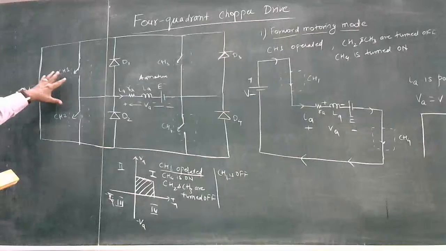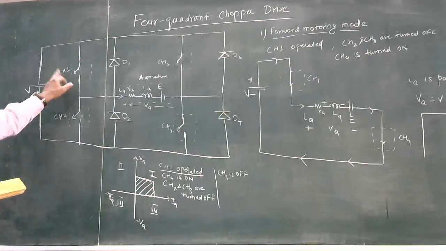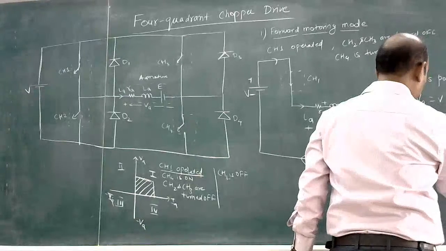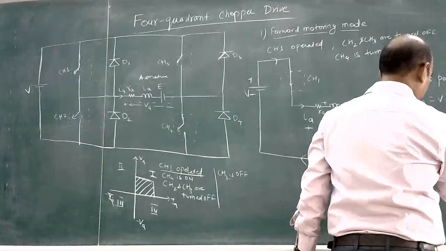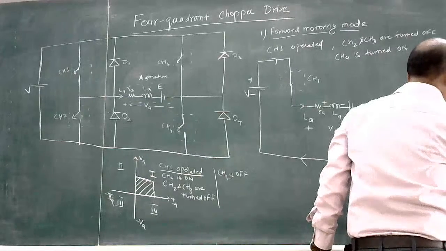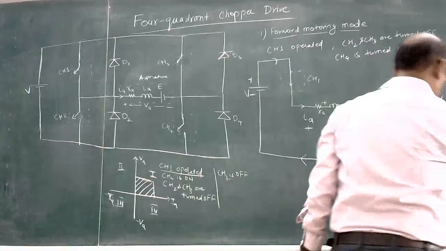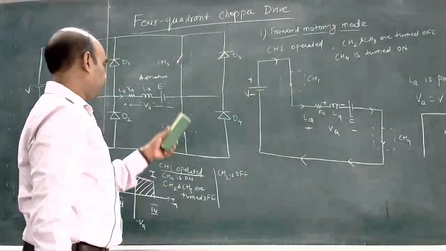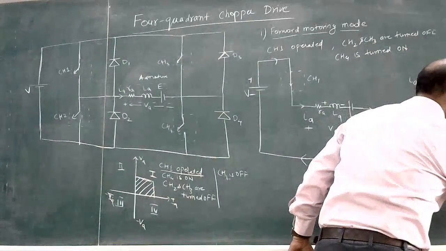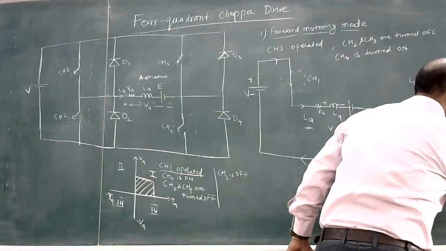Now we have disconnected this switch CH1. So CH1 is open like this, and we are left with this CH4. So CH4 is coming on. So this is CH4.